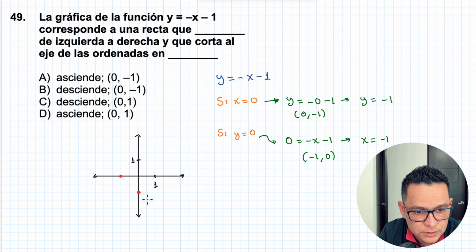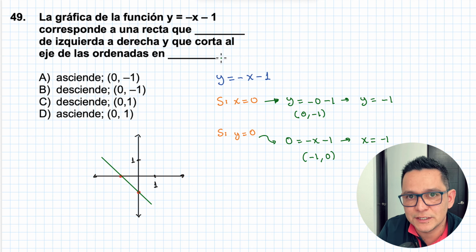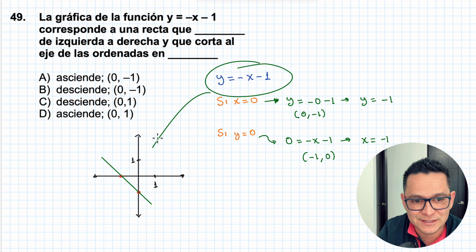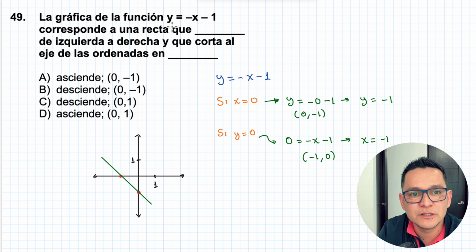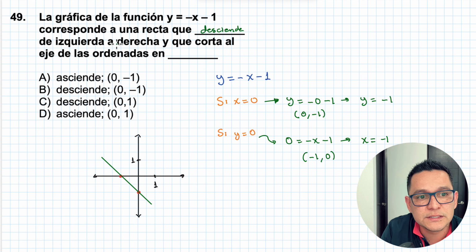I couldn't see it at first. There, that's better. There it is. Now it's ready. We already have the line that passes through those 2 points. Now let's read again. And with this, we can answer. It says, I already have the graph of the function. This one right here. It corresponds to a line that, in this case, in the options we have the words ascends and descends. In this case, the graph descends, right? I mean, it goes down. If we look at it from left to right, then here it descends from left to right, okay?